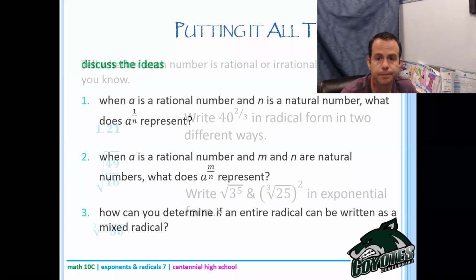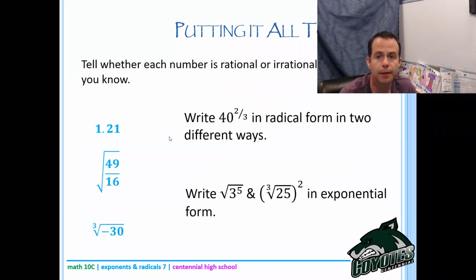All right. Now, tell me if it's rational or irrational. 1.21, I would want you right away to say that's rational because it's a terminating decimal. Remember Q stands for the rational family. The root of 49 over 16, well, the root of 49 is 7 and the root of 16 is 4, so that's 7 over 4. The definition of the rational family is a number that can be written as a fraction. That is a fraction. That is rational.